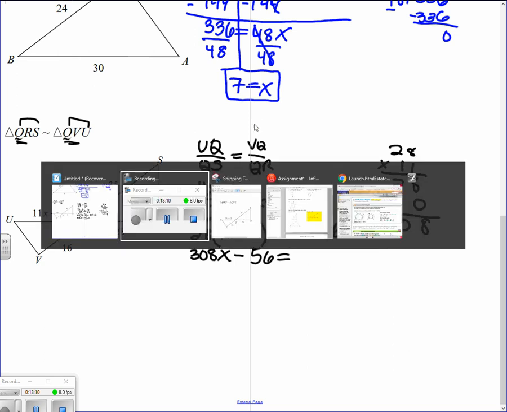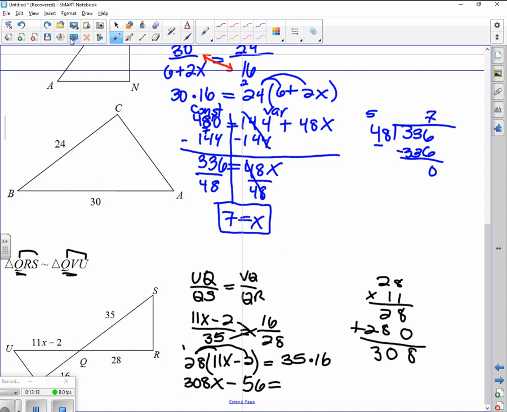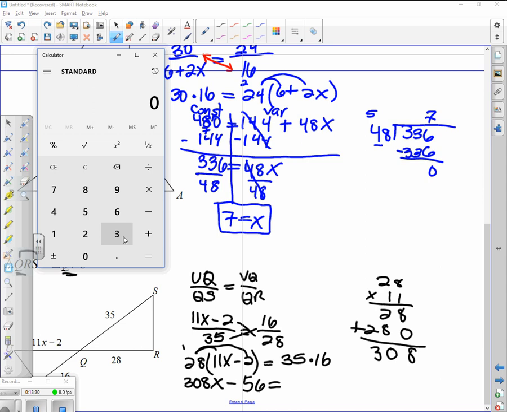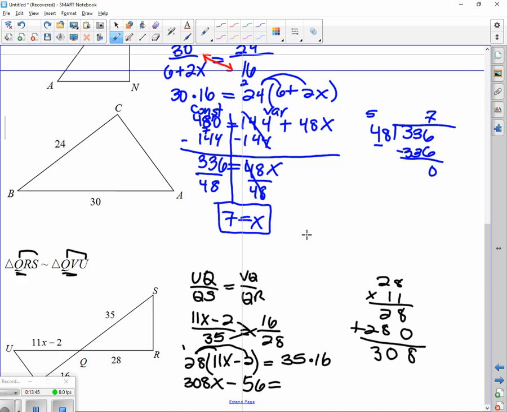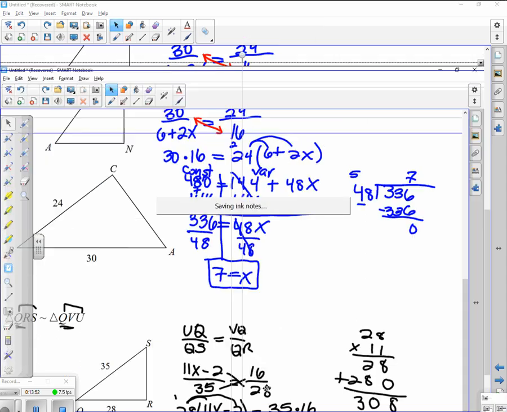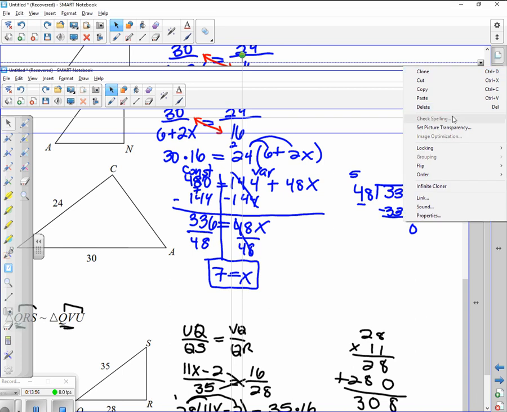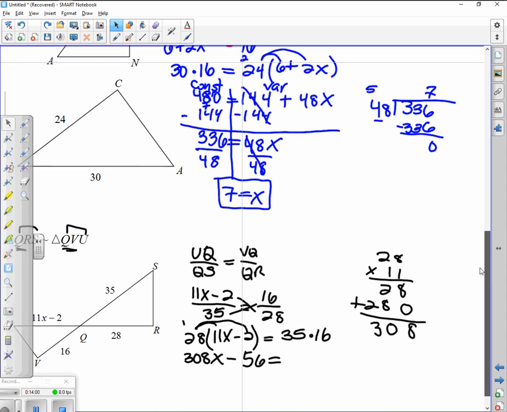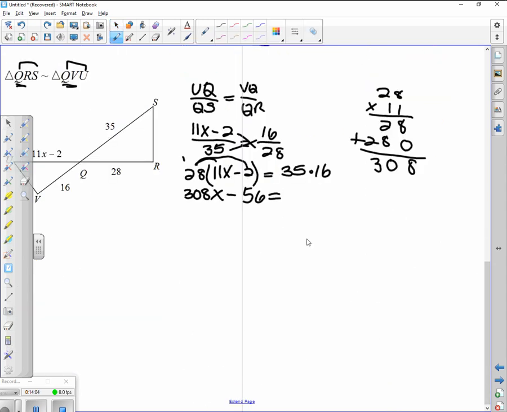35 times 16. That's a very hard problem to multiply. So let me get a calculator. 35 multiplied by 16. So the answer will be 560. Sorry about that. So the answer will be 560.